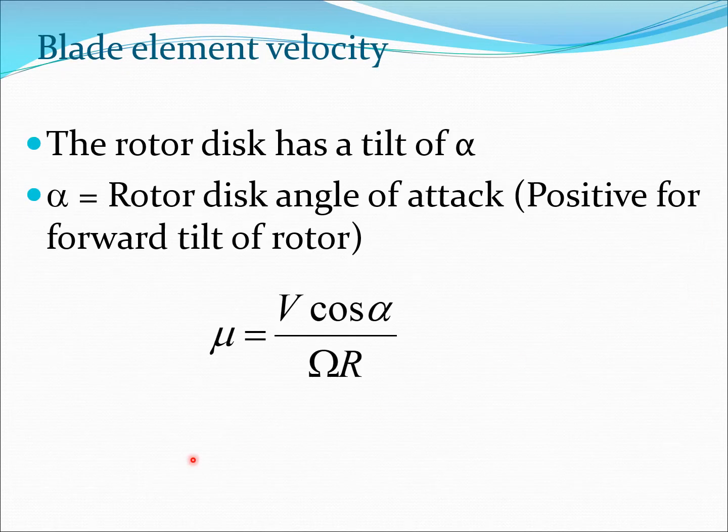So this rotor disc is typically tilted, and this tilt alpha is the rotor disc AOA, and it is positive for forward tilt of the rotor like I showed in the previous slide. Now also recall that the non-dimensional forward speed mu is V into cos of alpha divided by rotation speed into blade radius. So this is the non-dimensional forward speed.